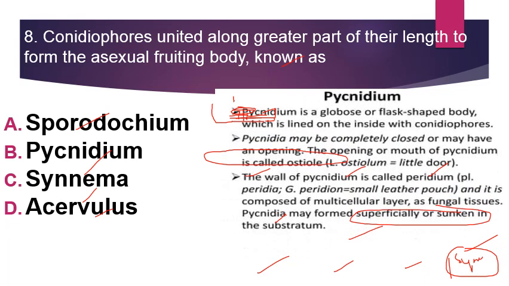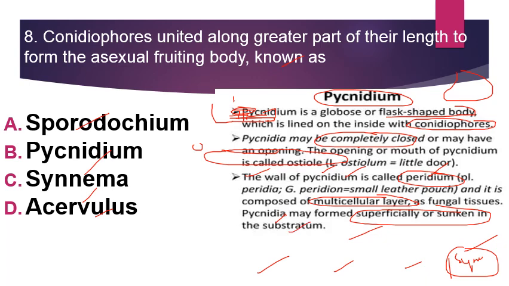Next one is Pycnidium. Pycnidium is a flask-shaped structure. Globose flask-shaped body होती है which is lined on the inside by the conidiophores. इसके अंदर conidiophore present होते हैं. ये completely close हो सकता है और इसमें एक short opening होती है जिसे बोलते हैं ostiole. And the wall of Pycnidium is called peridium. इसकी wall को कहा जाता है peridium. And it is composed of multicellular layer. As fungal tissue, Pycnidia may form superficially or sunken in the substrata.